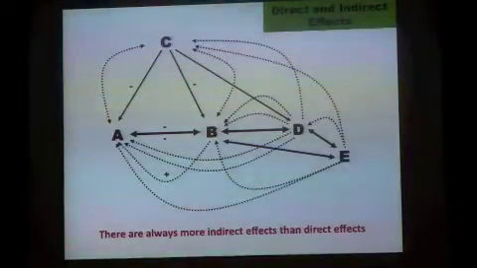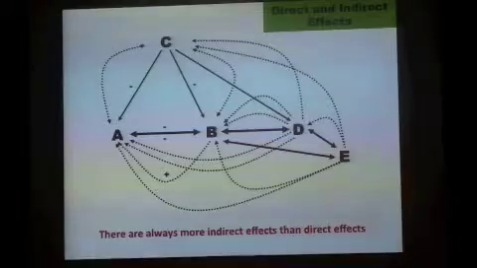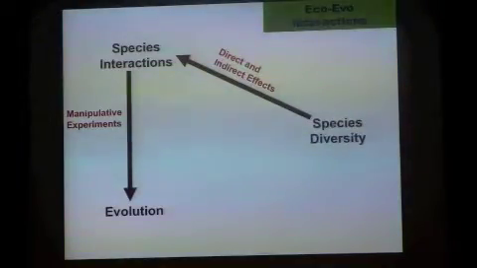But we don't really have a good understanding of what their evolutionary impact is. So that's part of what I want to talk about today, the evolutionary effect of these indirect ecological effects. So that's part of what I'm going to talk about is how species diversity might affect species interactions through direct and indirect effects and how that might ultimately affect evolution.